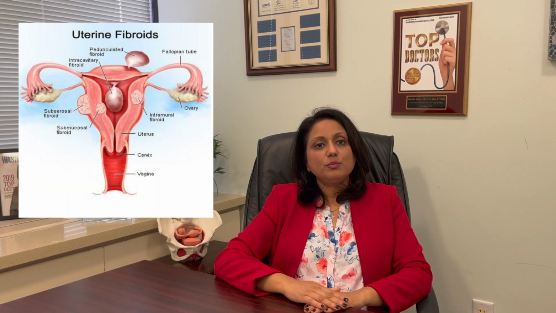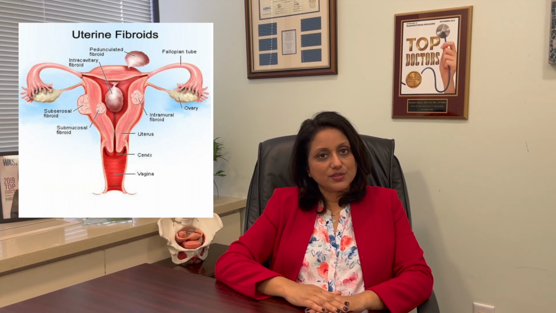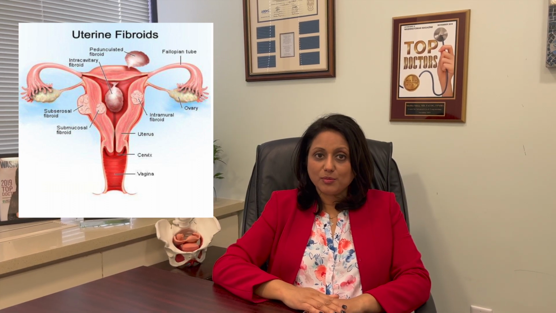Fibroids are benign tumors of the uterus. Fibroids arise from a single cell in the wall of the uterus, which multiplies to form a tumor. Fibroids can project inside the cavity of the uterus. We call them submucous fibroids.